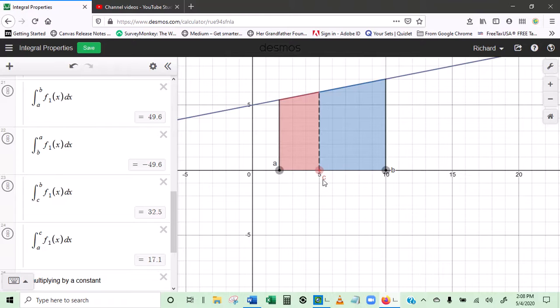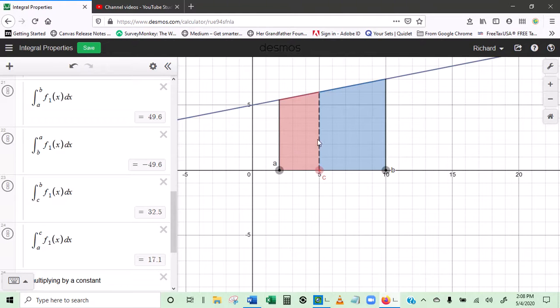Now I've also designated another point in between, C, and I can move these limits, so we can change that. I can also move this limit that divides the total A to B area into two separate regions, a red one and a blue one. Over here, I hope you can see, these are the integrals that are showing the areas under the curve. The first thing we're seeing is this one right here, the integral of f1 of x dx from A to B, which is a total of 49.6 units.